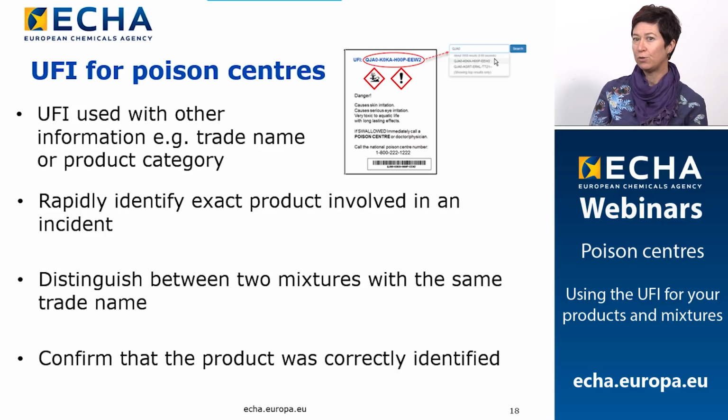The UFI will be used by poison centres along with other information from the label of the product, such as the trade name or intended use, so that they can quickly identify the exact product in their emergency call. In other words, the UFI could be used to distinguish between 2 different mixture compositions with the same trade name, or confirm that the product was correctly identified based on the other information present as read from the label.